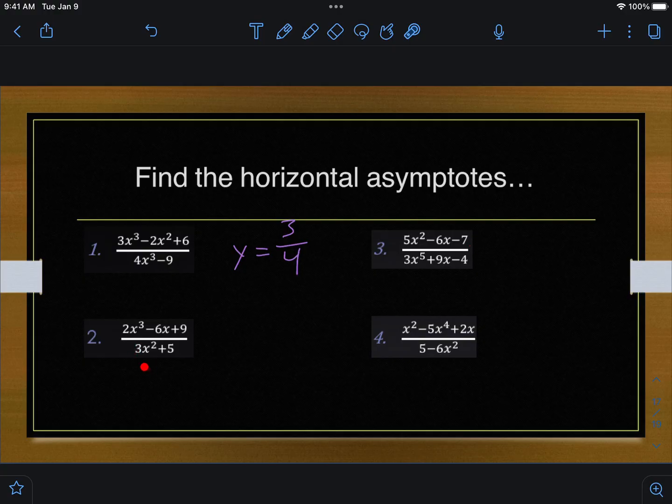All right, number 2. Now it's a higher degree on top. It's a degree of 3 over degree of 2. And so that is going to be none. There's no horizontal asymptote. Number 3, it's the higher degree on the bottom, so that is going to be at y equals 0. And then number 4, this is kind of a tricky one because it's not in standard form. The degree of the top is actually 4, and the degree of the bottom is actually 2. So it's the higher degree on top again, which means that there is no horizontal asymptote.